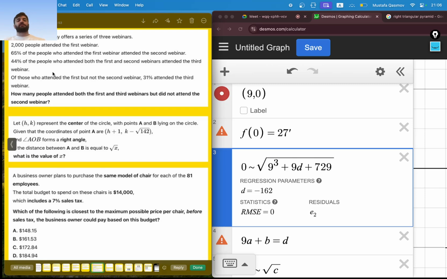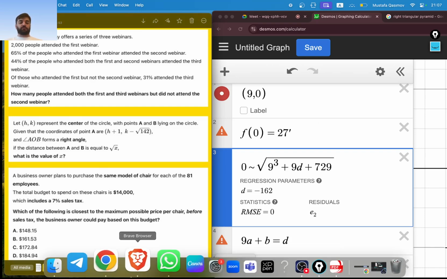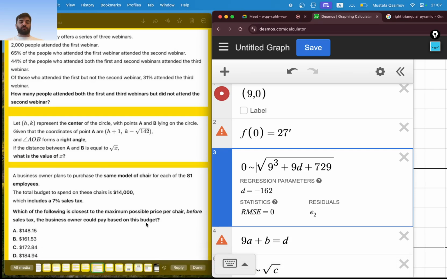Okay, let's look at these 3 questions. Just wait 1 minute. Let's look at these 3 questions and then maybe we can look at 3 more. Real estate company offers, just wait 1 minute.